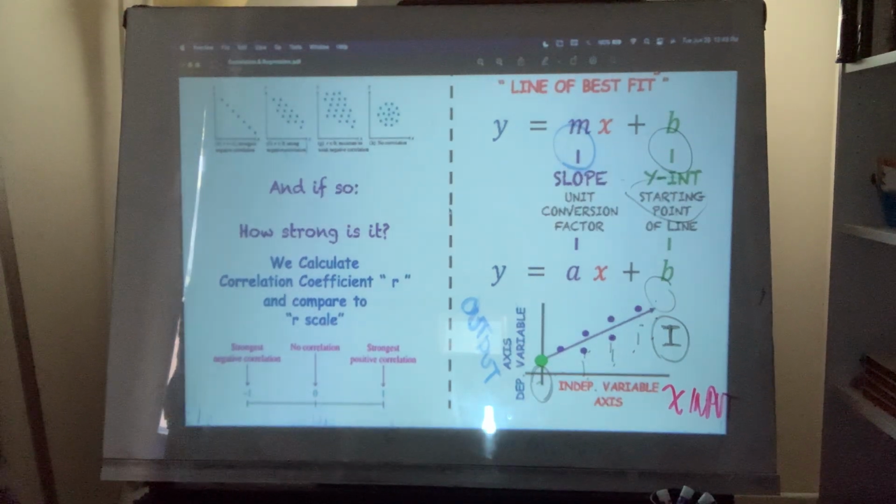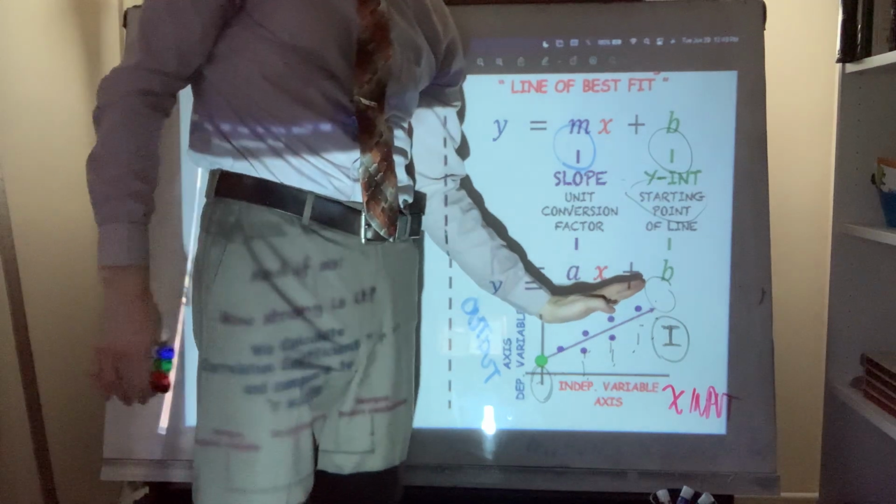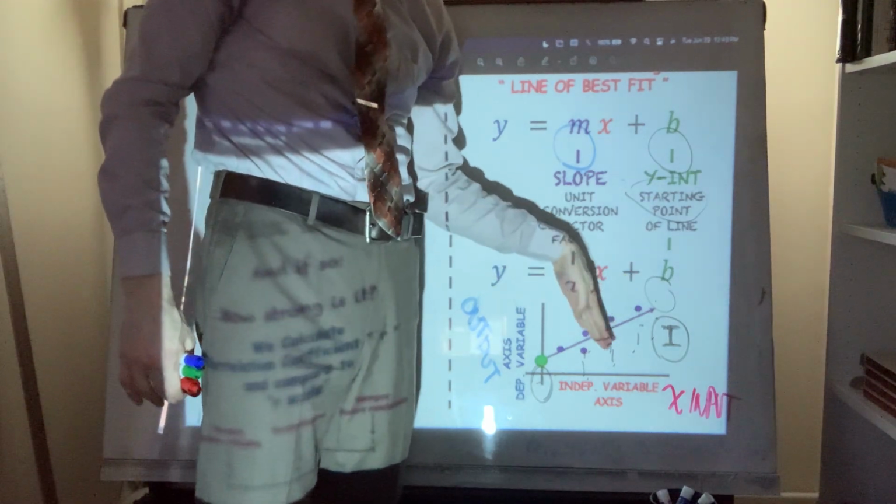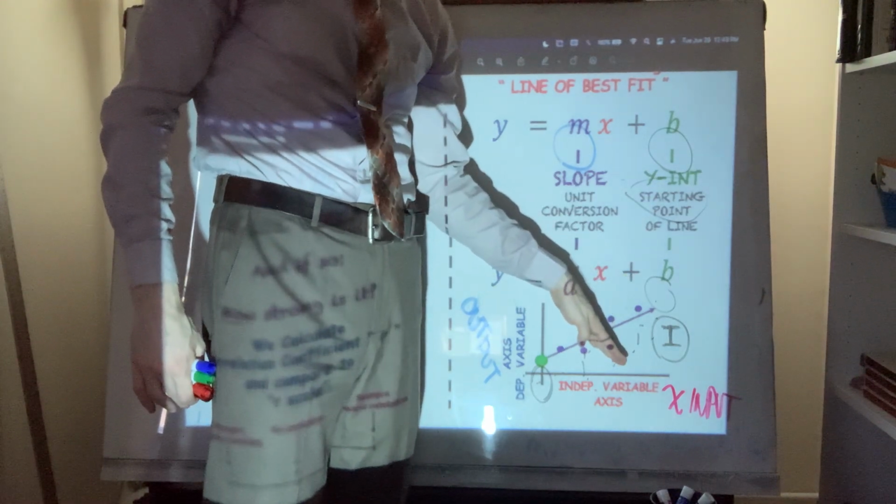And of course, slope does what? It determines the pitch of the line. So if you get a negative slope, it just means that it's pitched this way.